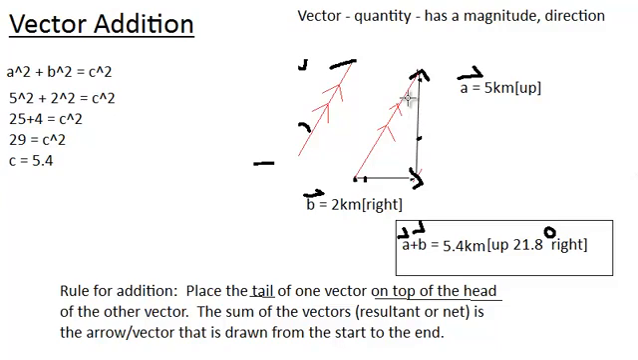Well, using Pythagoras, a squared plus b squared equals c squared. A is still 5, B is still 2, and you get the same answer. So it's still 5.4. And what is the angle? We want to find the angle here. Let me write it down here.